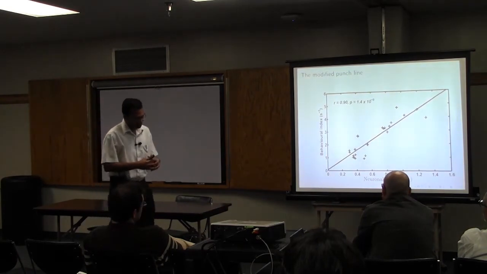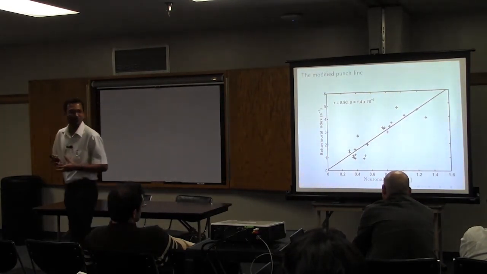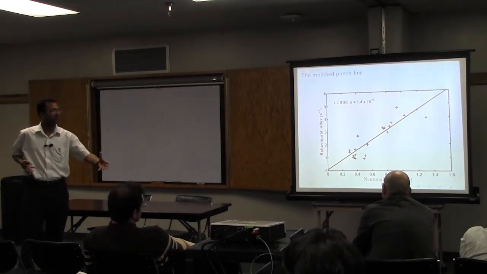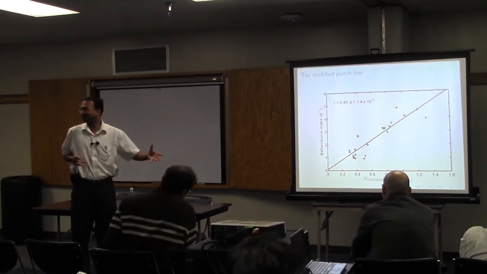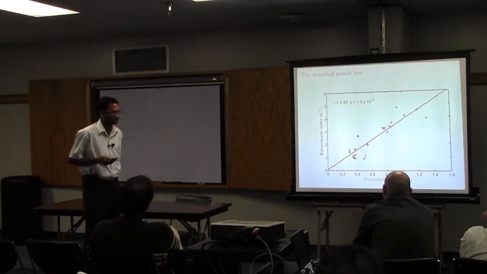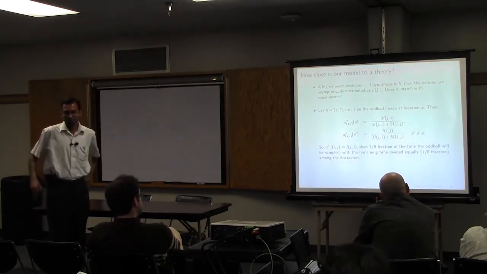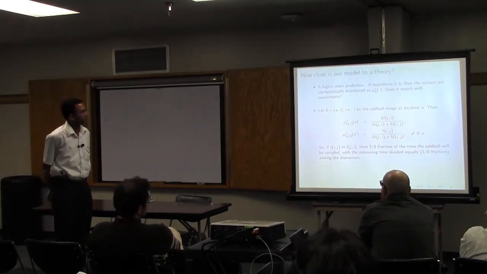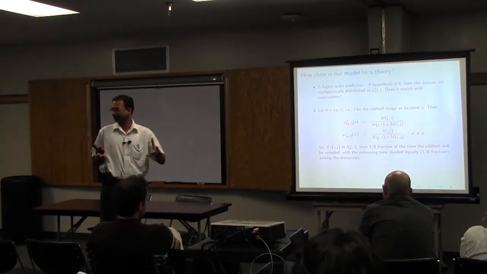if we are trying to go towards building a theory, the theory should essentially say something which will enable one to test the theory itself, in a sense. So can we get something to test this theory? That was the next question that we asked ourselves. So how close is our model, and that's what we have, to a theory? So we wanted to get a certain higher order prediction.